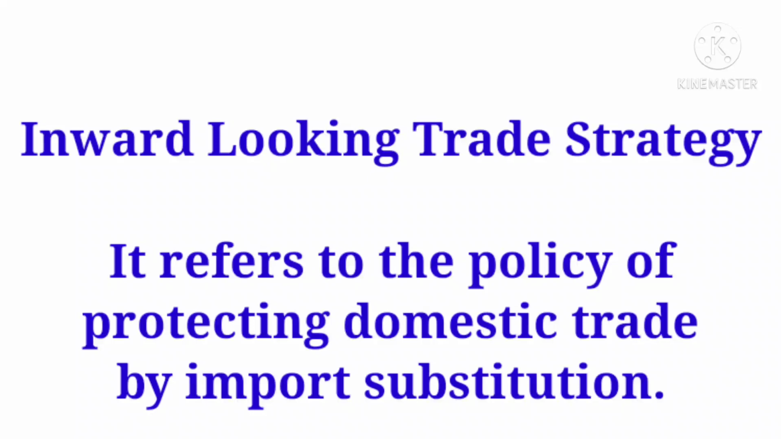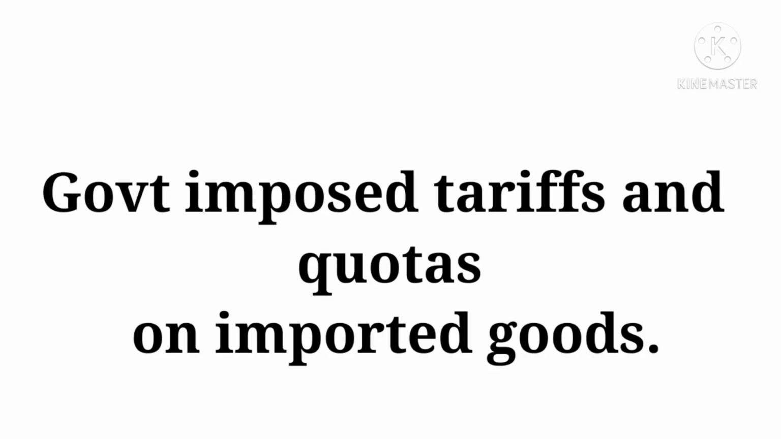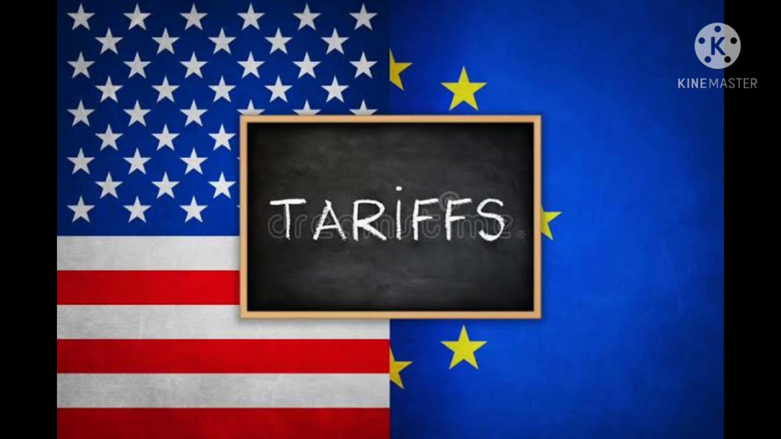That means to substitute imports with exports and protect the Indian industries from the imported items and foreign competition was the main motive of inward-looking trade strategy. Import substitution refers to the policy of replacing foreign imports with domestic production. For this, government imposed tariffs on imported goods to make them costly and discourage their use in India, and the government fixed quotas of imported goods from different countries.